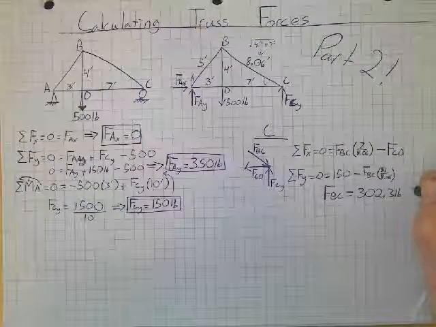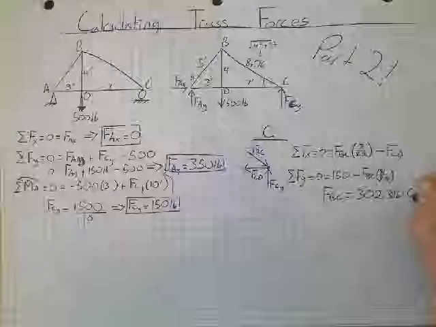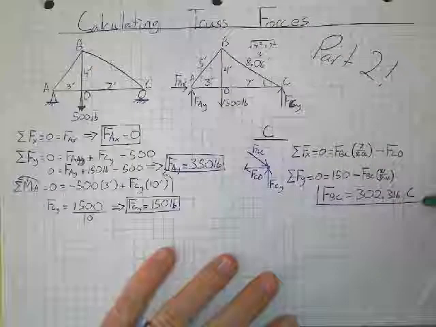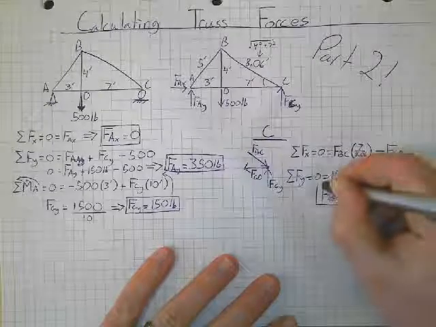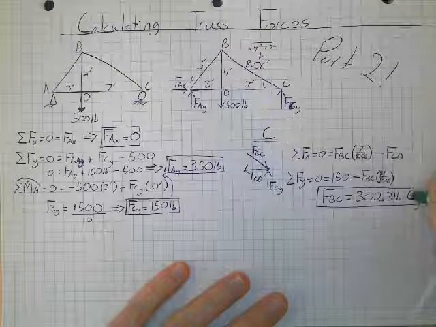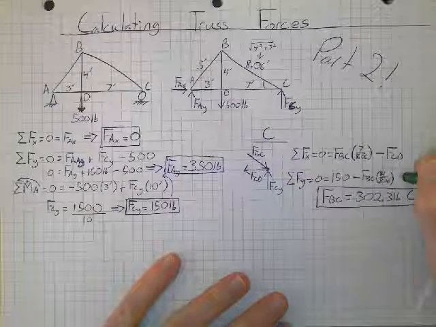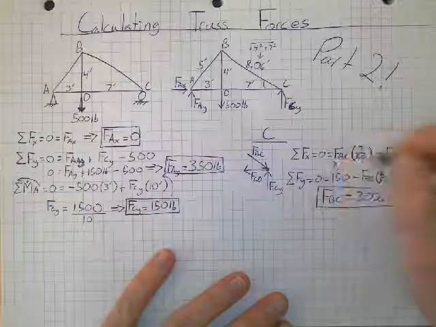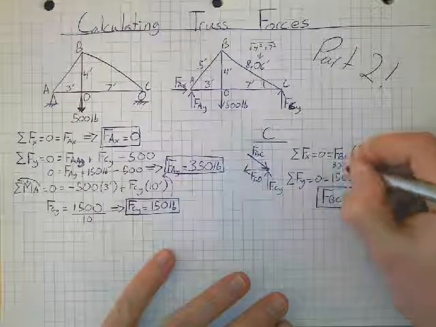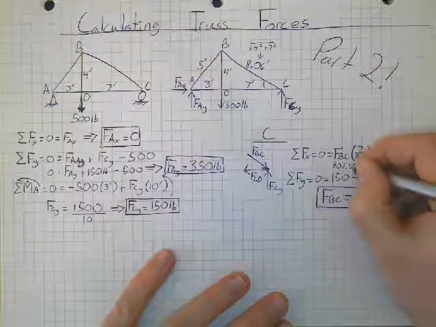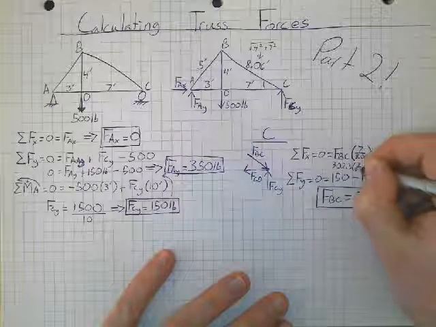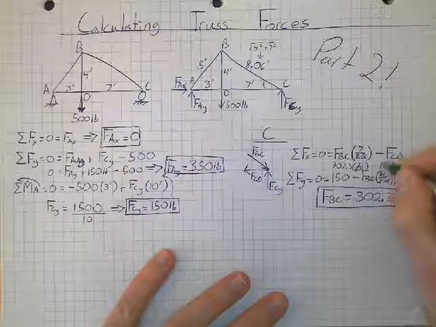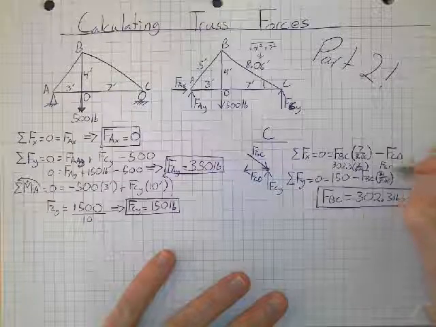So I need to label this as compression. I just put the letter C by it. So FBC is in compression. Now that I know that, I can plug that back in up here, and I can say 302.3 times 7 over 8.06 minus FCD would be equal to 0.